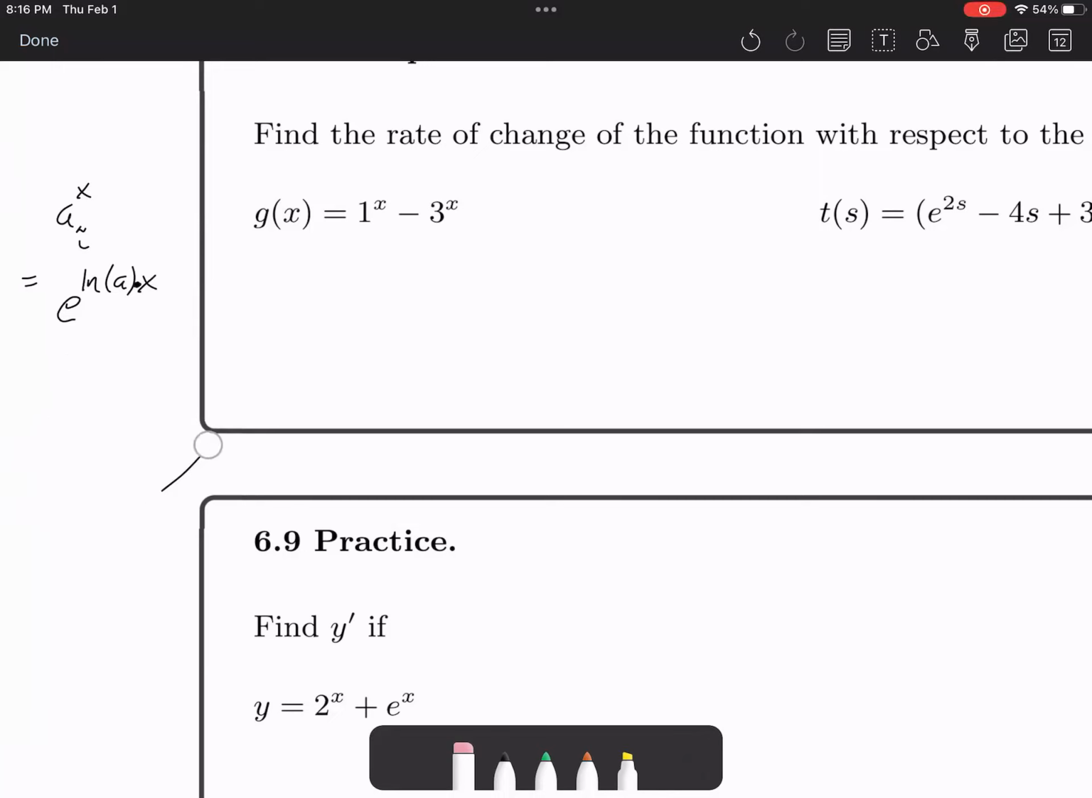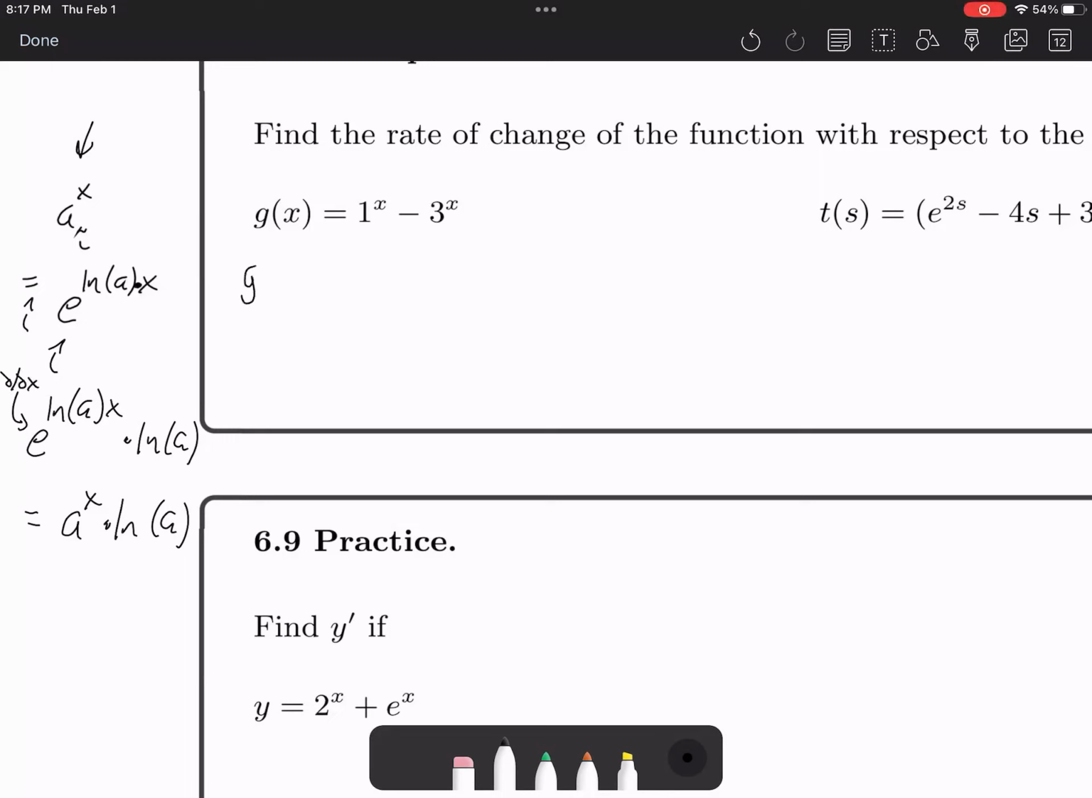And if I can make that move, I can use the chain rule to tell myself how to differentiate this function. If I differentiate this function, this is equal to e to the natural log a x times the natural log of a. So this is just a to the x times natural log a. Okay, we're ready to differentiate now. Oh, when did I actually differentiate? This is here, the derivative.